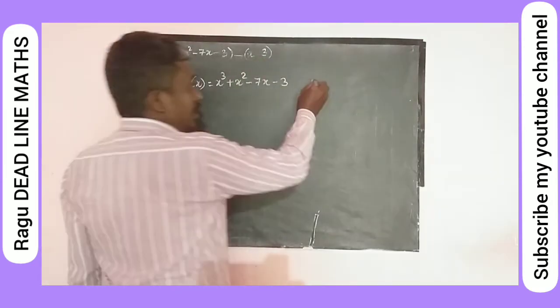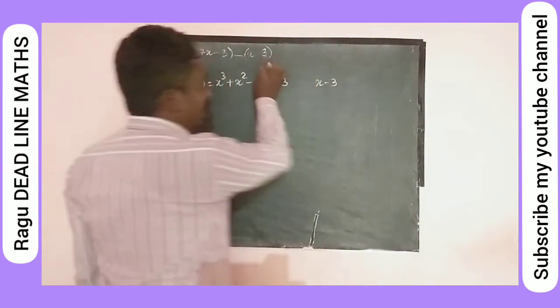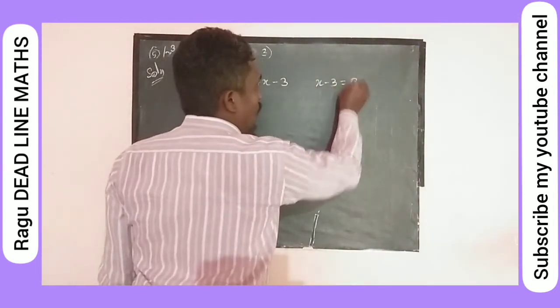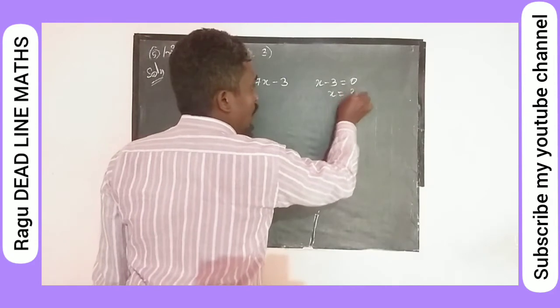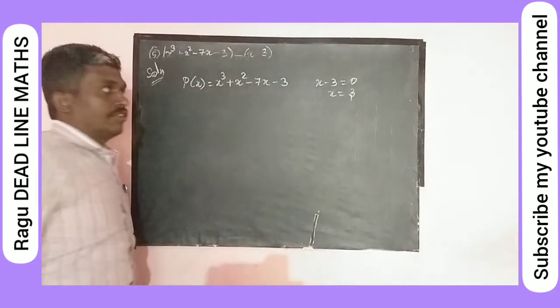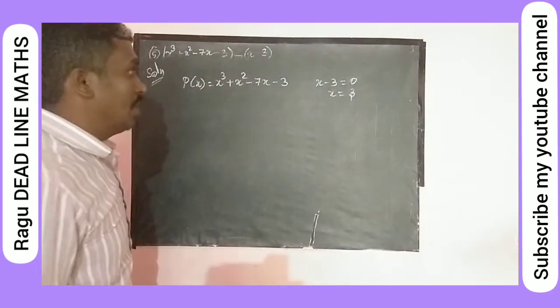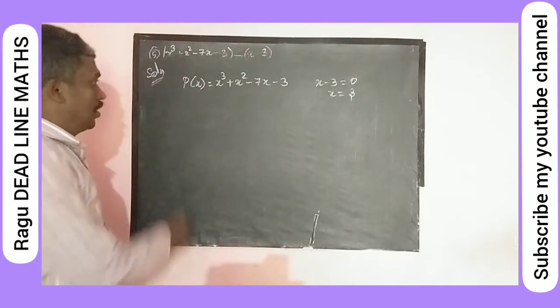The same way, they are given x minus 3, the divisor. x minus 3 is equal to 0. So therefore x is equal to 3.